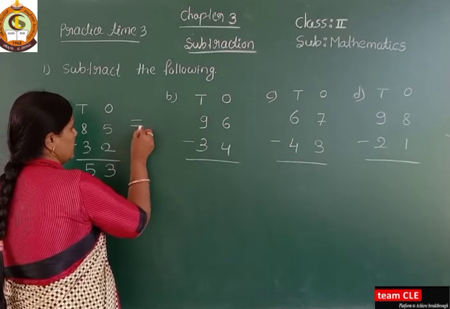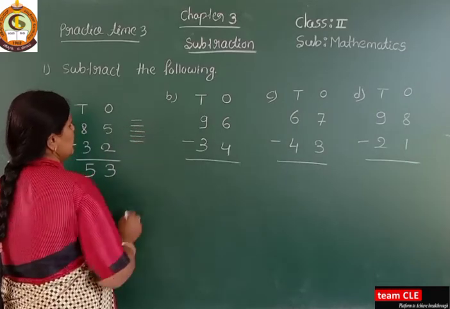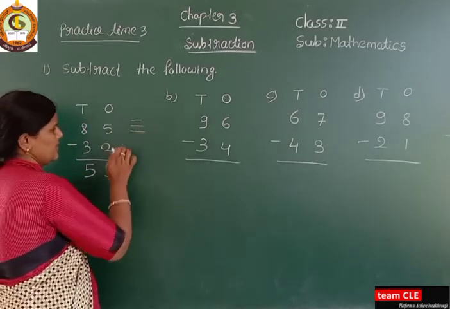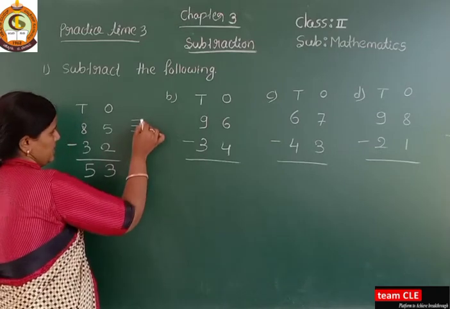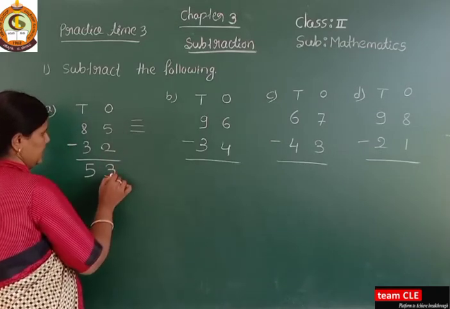5 is there, so you have to draw 5 lines like this. Now minus 2 means cancel 2 lines. Now how much remains? 1, 2, 3. So write 3 here.